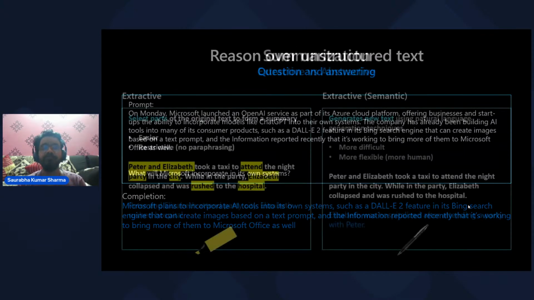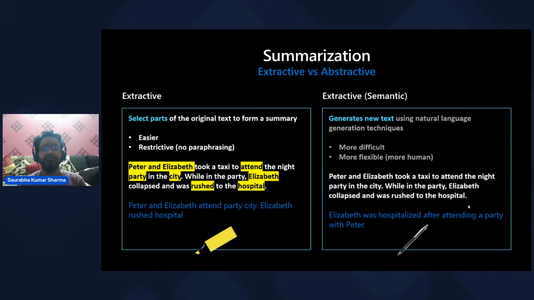So basically, based on our paragraph, it is giving me an answer. Now next would be summarization. So select the part of the original text to form a summary, which is the extractive, restrictive side. So I'm putting some sort of a paragraph and then it will give me a summary. I'm putting: Peter and Elizabeth took a taxi to attend the night party in the city. During the party, Elizabeth collapsed and was rushed to the hospital.